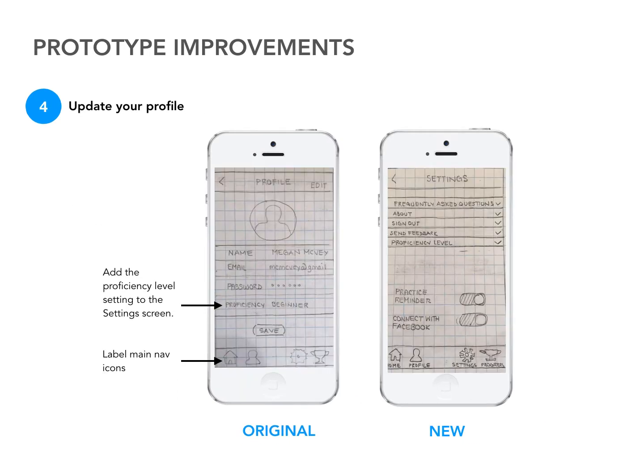The fourth task was to update a profile, and in this case, the thing I learned from the testing was not to have the proficiency level on the profile page. More people went to the settings page to be able to change this level. So it's just a matter of being able to switch that setting to a different screen.